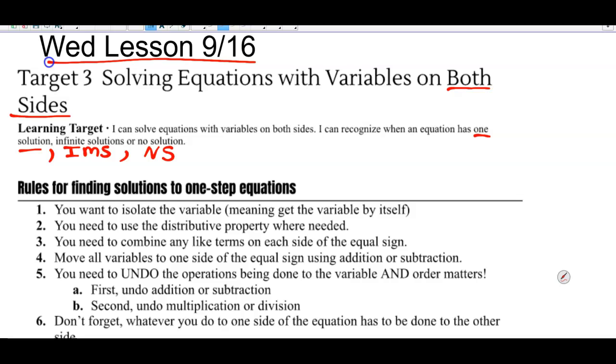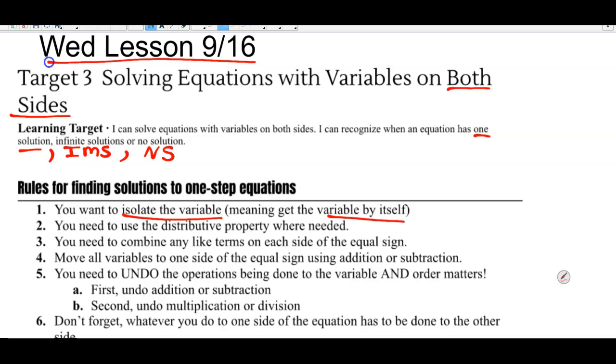The first thing, here are our rules. Number one is kind of just a general goal, every time we solve an equation: our goal is to isolate the variable, which means to get it by itself. We want it to say x equals or y equals. We'll find out sometimes it will not say that when it's infinite or no solution. We'll get something a little bit different.